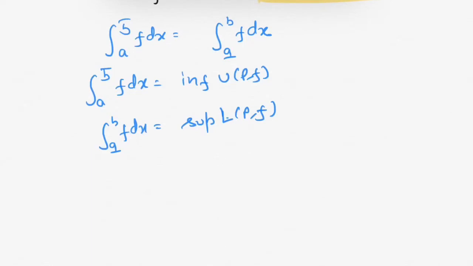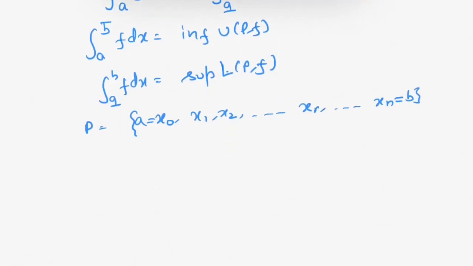In order to find U(P, f) and L(P, f), we must take a partition of the interval [a, b]. Let P be the partition of the interval [a, b], and it is given by P equals x0 equals a, x1, x2, up to xr, and xn, where xn equals b. So this set P is the partition of the interval [a, b].